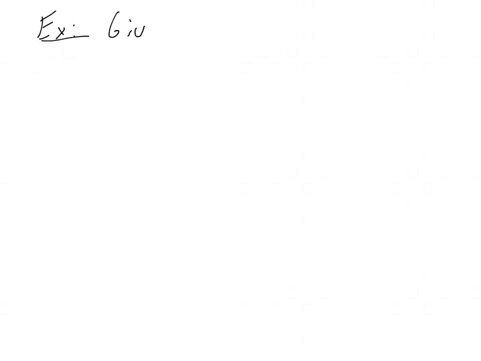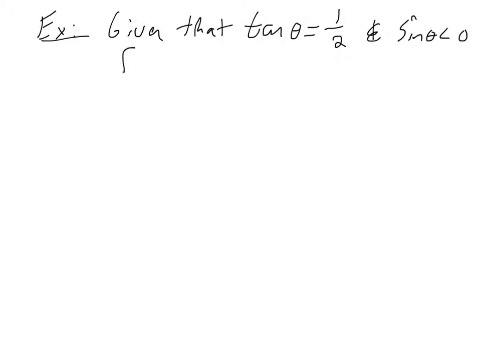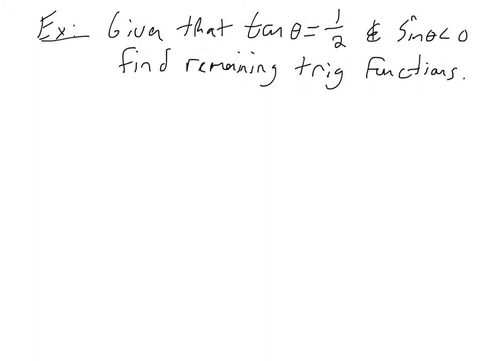So given that tan theta is equal to 1/2 and sine theta is less than 0, find the remaining trig functions. So if tan theta is equal to 1/2, what we can do here is, and oh, first of all, tan is positive and sine is negative.